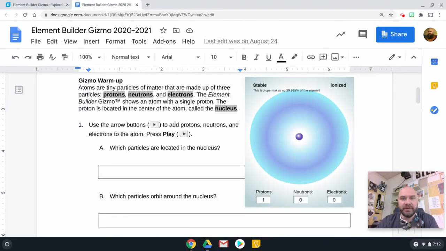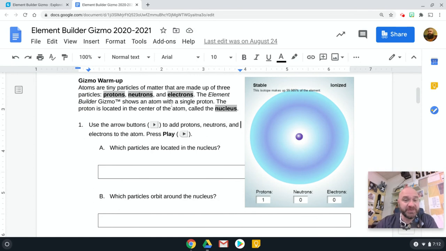All right, we are going to give you a little walkthrough on how to do a gizmo. So we start here. Anytime there's a paragraph, you got to read it. So atoms are tiny particles of matter that are made up of three particles. And then they put words in bold and highlight them. That means they're going to be used. So protons, neutrons, and electrons. We're going to be using those words.